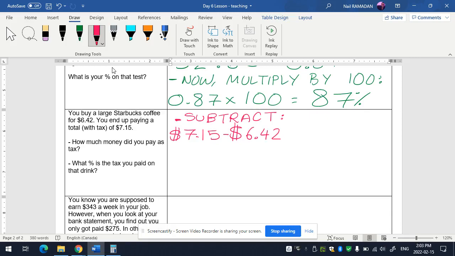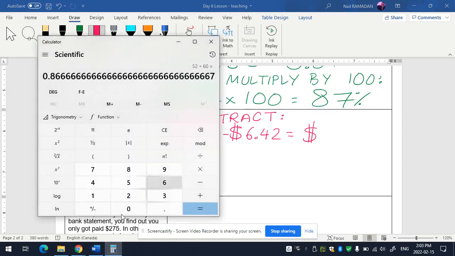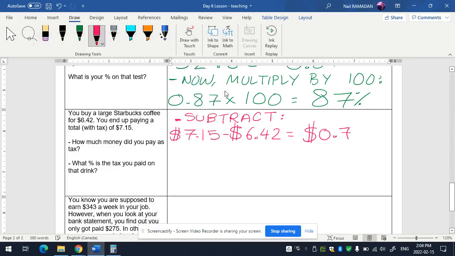How much tax did you pay? Well, it didn't come out to a full dollar, but it still was something. 7.15 minus 6.42, you paid 0.73, or basically how many cents? There's 73 cents tax on that drink. Okay, that's the first question, done. This is tax. I want you to write tax.